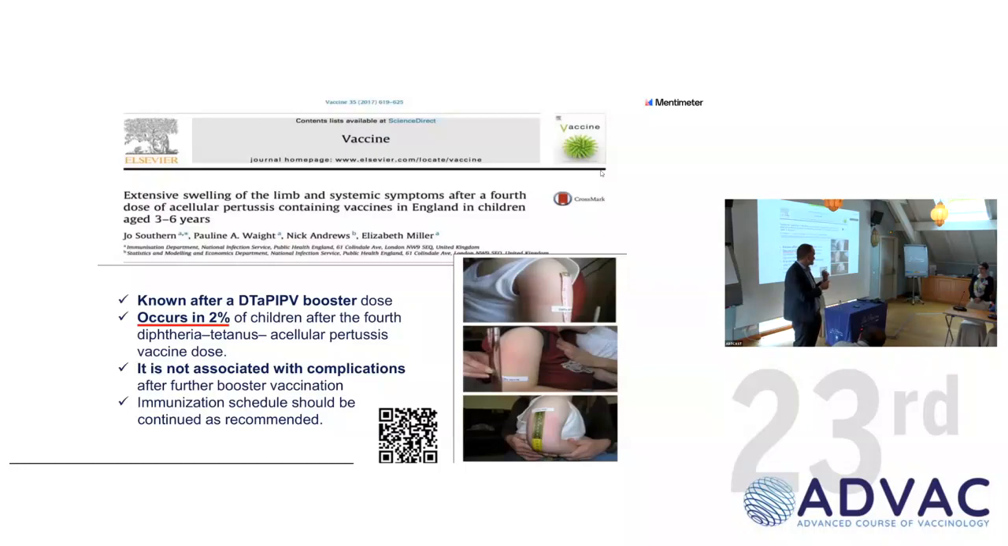I saw it once in a 4 months baby. I promise, the right arm was double the other one. It's very, very impressive because it's swollen from here to here. No pain, nothing. And what we know, it's not associated with any other complication. So you can continue the program of vaccination.